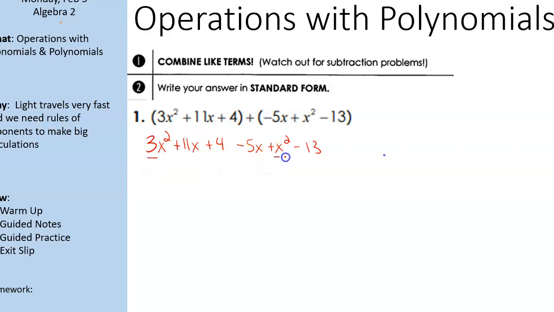3x squared and x squared is going to give me 4x squared. 11x and negative 5x is going to give me a positive 6x, and 4 and negative 13 is going to give me negative 9, so I have minus 9. I make sure it's in standard form, which is decreasing in the powers, so I have second degree, first, and 0, and that is it. That's my answer.